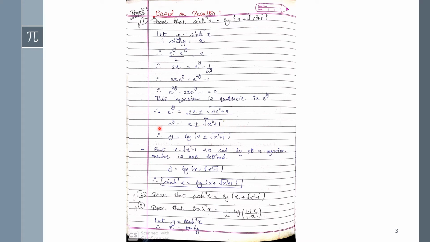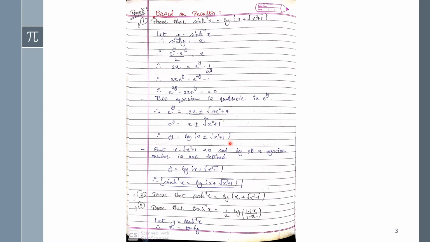And removing the exponential function, we can find the value of y. The exponential will be removed and converted into logarithmic form. So y will be log of x plus or minus under root x square plus 1. Now here you can see one is log of x plus under root x square plus 1, and the other is x minus under root x square plus 1. As you know, one term will be positive and one will be negative.